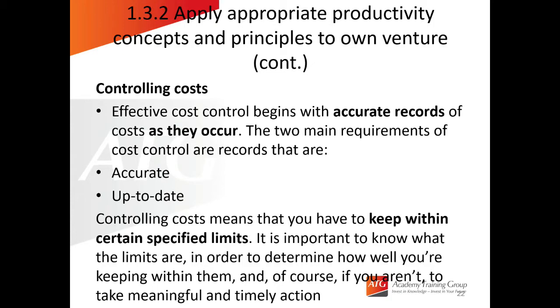Controlling of costs. Effective cost control begins with accurate records of costs as they occur. The two main requirements of cost controls are records that are accurate and up to date. Controlling costs will mean that you have to keep within certain specified limits. It is important to know what the limits are in order to determine how well you're keeping within them, and of course, whether you are taking meaningful and timely action.